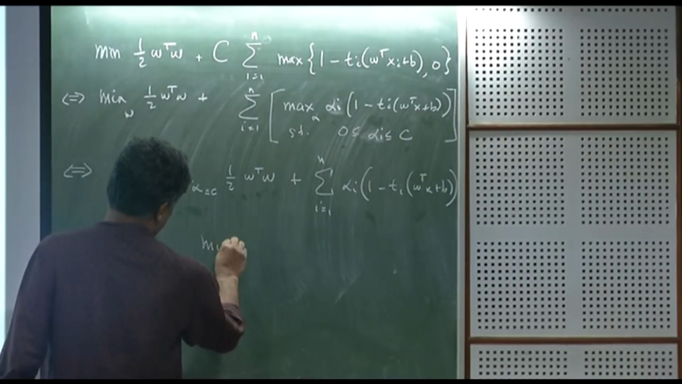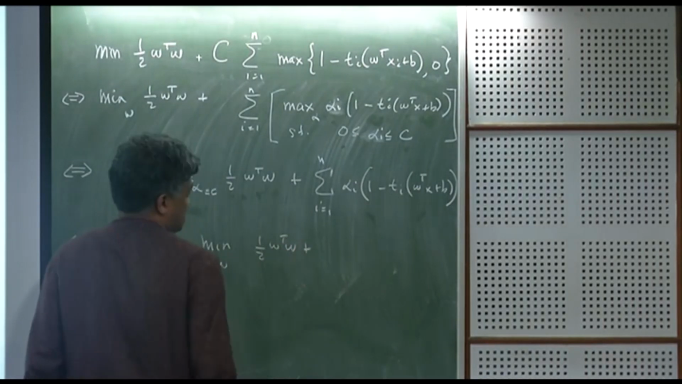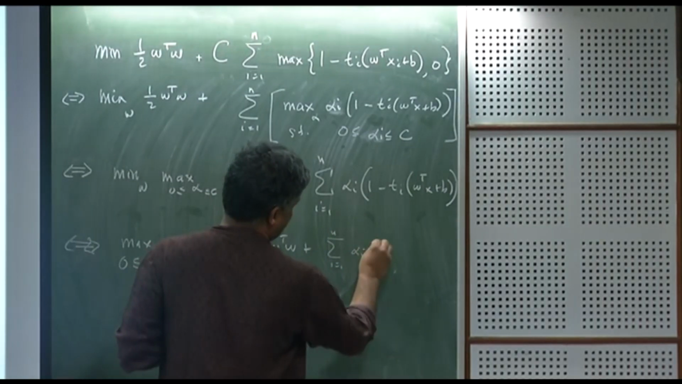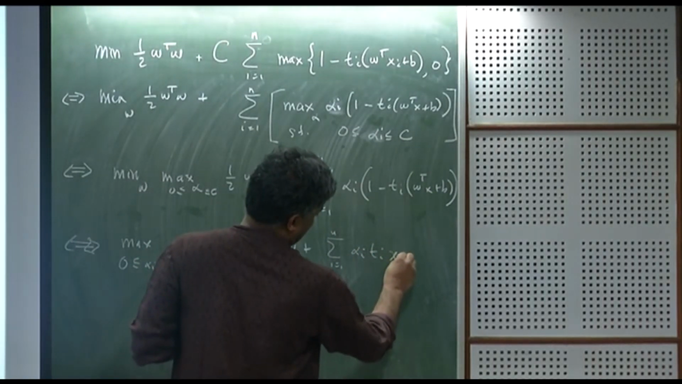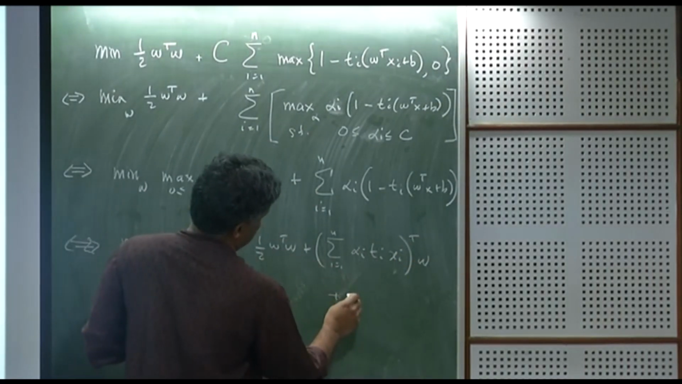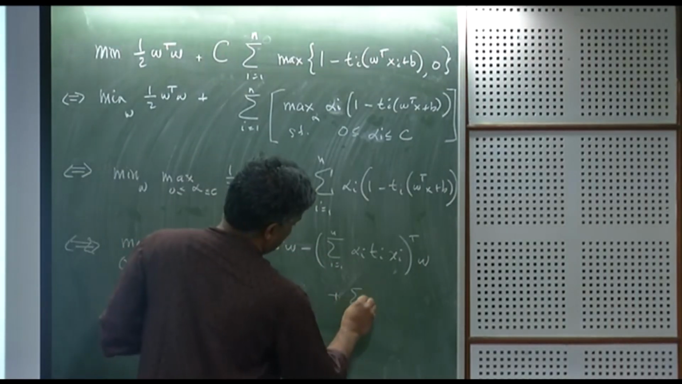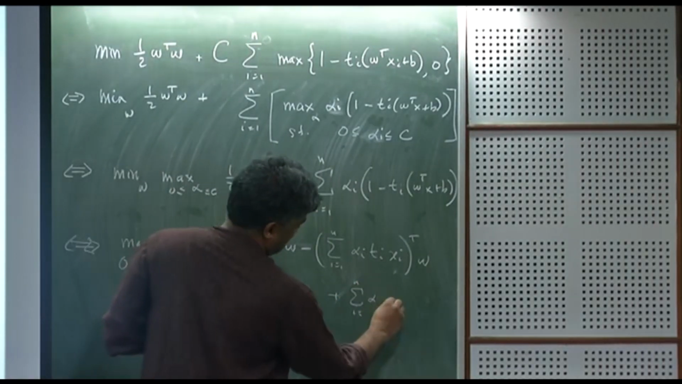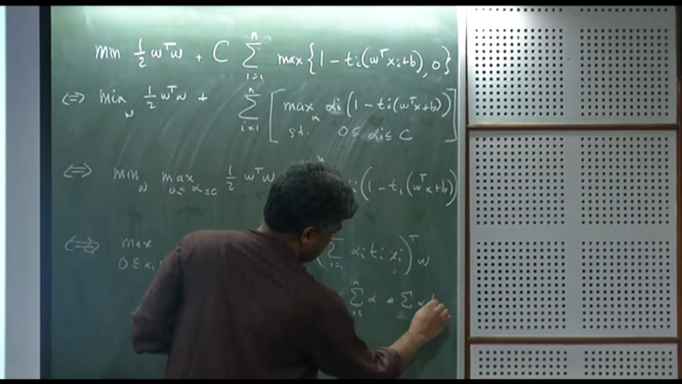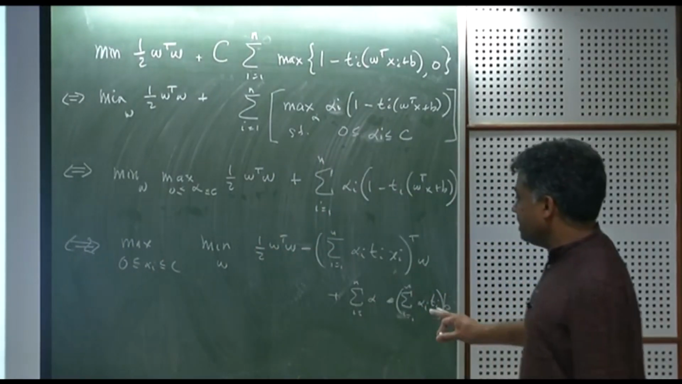The minimum over W, the same expression: 1/2 W transpose W plus, let's write this out a little bit separately, summation of alpha_i t_i x_i, the whole thing transpose W, plus summation of alpha_i, minus summation of alpha_i t_i b, i going from 1 through n. So I've just collected together the terms.